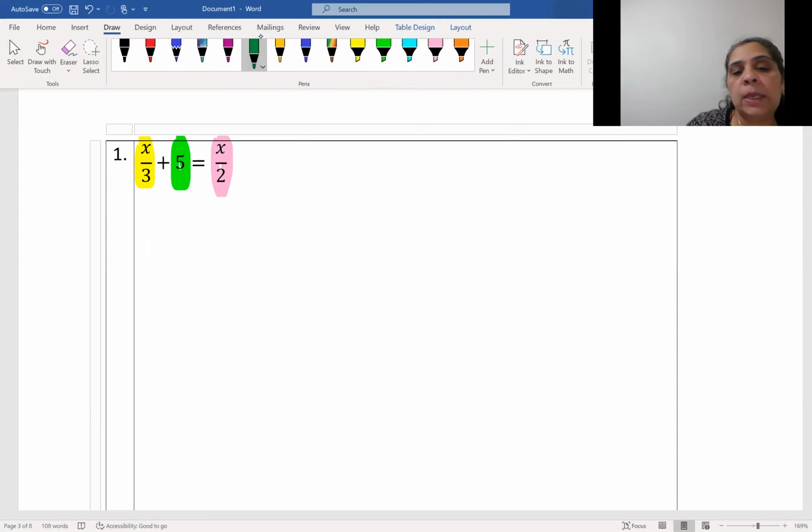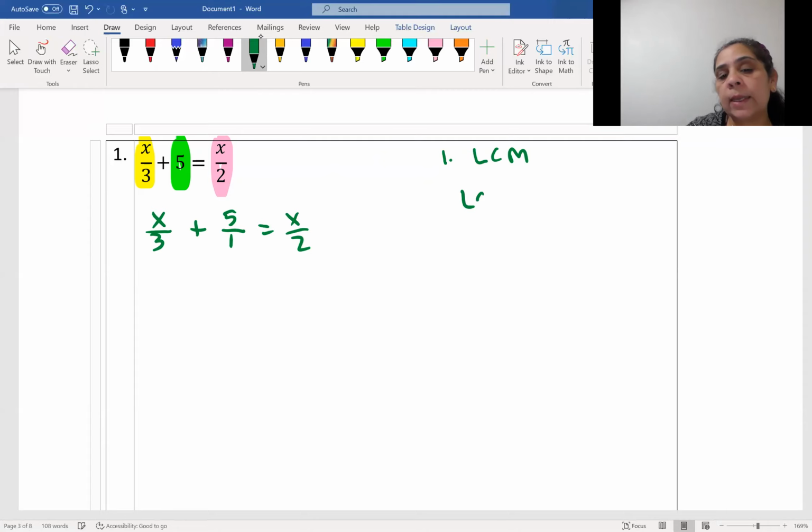What that means is we have to find the LCM first. That is your step 1. And how will we find the LCM from both sides? See, we have x over 3, we have 5. We don't have anything under 5, so we can write 1, and x over 2. So we need to find the LCM of 3, 2, and 1, which is 6. That is your step 1.